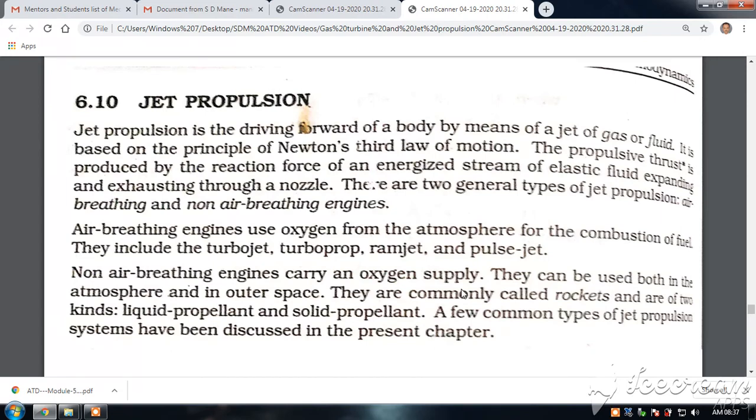I hope you will practice all these sketches, and for assignments also kindly write all these independently, in a single page each, on different pages, all these four jet propulsions.